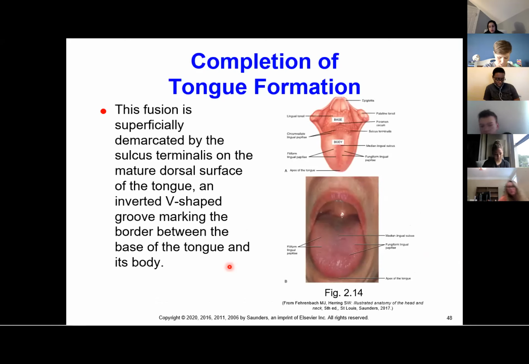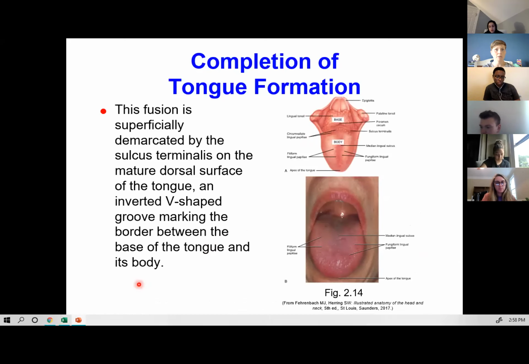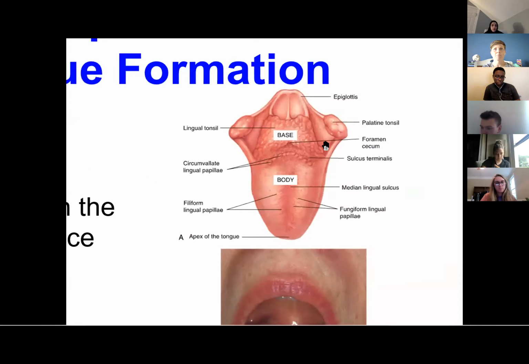Okay, so this fusion is superficially demarcated by the sulcus terminalis, which is behind where the circumvallate papilla are. So here I'm going to blow this up. There we go. So you can see here's the body of the tongue.